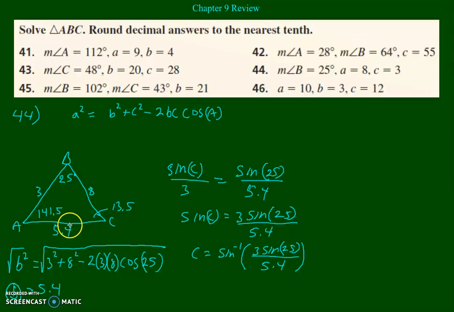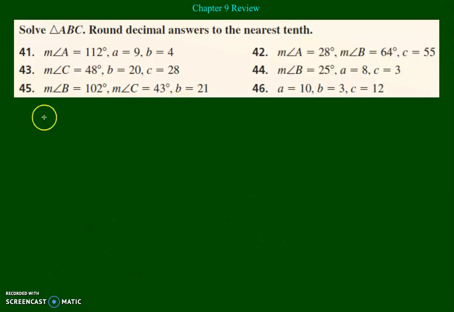Now let's move on to 45. So as usual, let's begin by drawing our triangle. Putting in our values, 102, angle C is 43, and angle B is 21. Now we can find this angle fairly easily. 180 minus 102 minus 43 is 35.